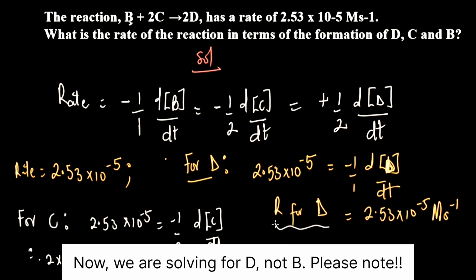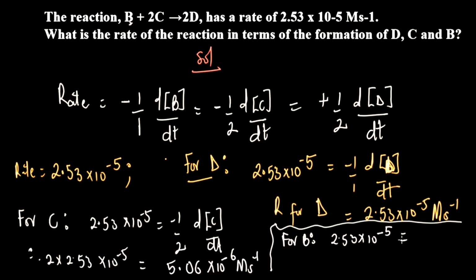For the last one, we have the rate for B, and that's simply 2.53 times 10 raised to the power minus 5 equals 1 over 2, change in D over change in time. Therefore, that equals 5.06 times 10 raised to the power minus 6 molar per second.